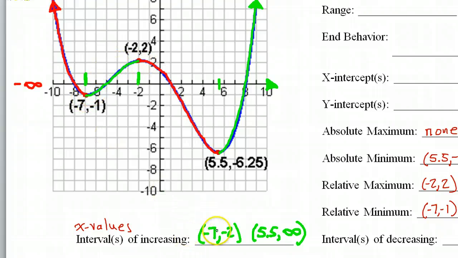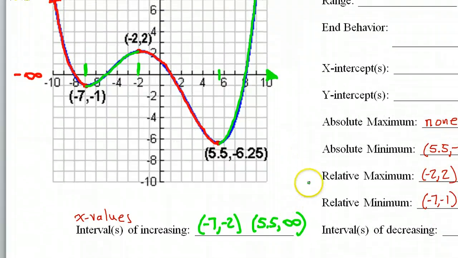So we use the round parentheses to show that we are not including -7 itself as in the increasing or the decreasing. Alright, everything between -7 and -2 is increasing. But right at -7, it's not increasing or decreasing. It's right in the middle, and it's neither. Same with at the very top of the hill. It stops increasing here, for an instant it's neither increasing nor decreasing. So round shows not to include the endpoints.